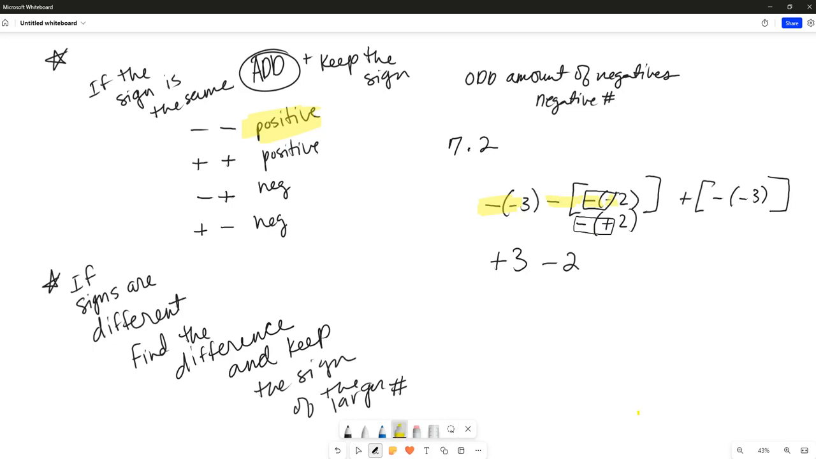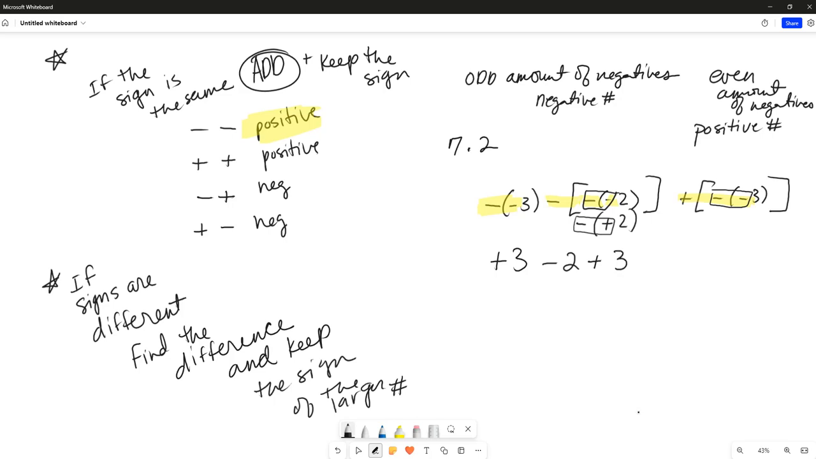All right. And then here we have 2 negatives. That's an even amount of negatives, so that's going to be a positive number. And see that it doesn't say anything about what to do with the positive. You don't have to worry about that. We're only concerned about the two negatives, which make a positive.